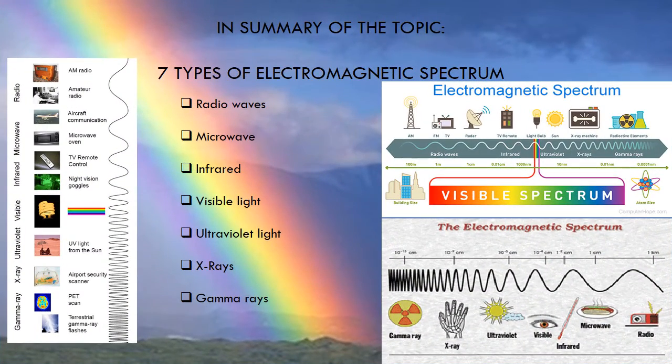Summary of the topic: we have seven types of electromagnetic spectrum: radio waves, microwave, infrared, visible light, ultraviolet light, X-ray, and gamma rays. Radio waves have a long wavelength compared to gamma rays, but radio waves have a lower frequency and lower energy compared to gamma rays.